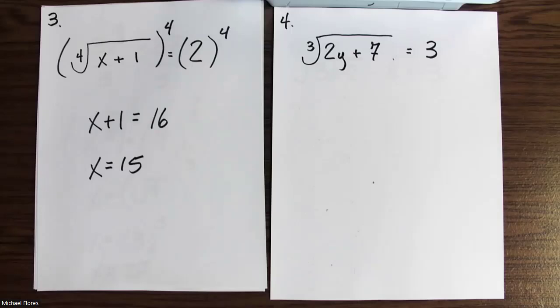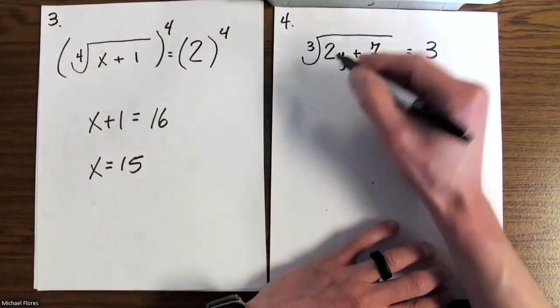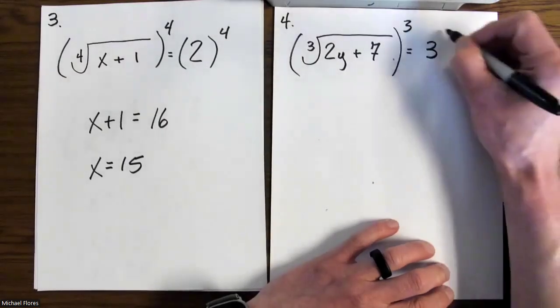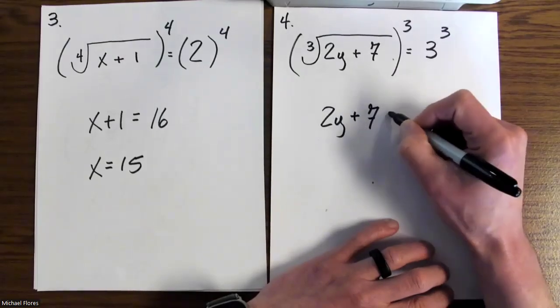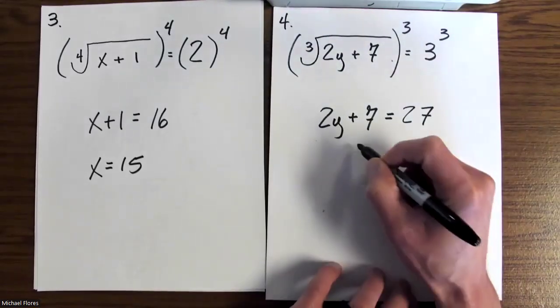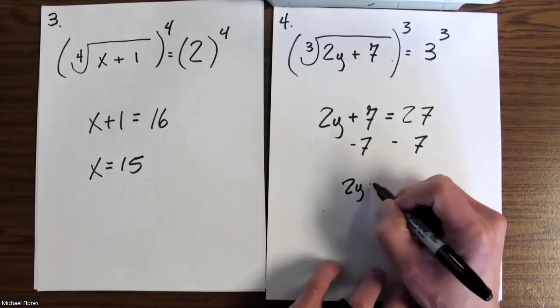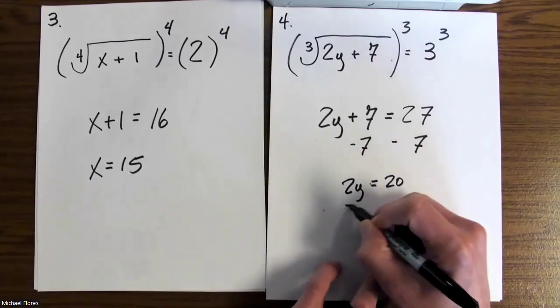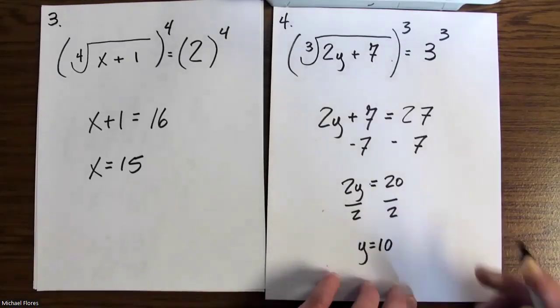Now we have the cube root of 2y plus 7 equals 3. How do I get rid of a cube root? Cube it. Yeah. Whatever number's there, let's raise both sides by that number. 3 times 3 times 3 is 27. y equals 10.